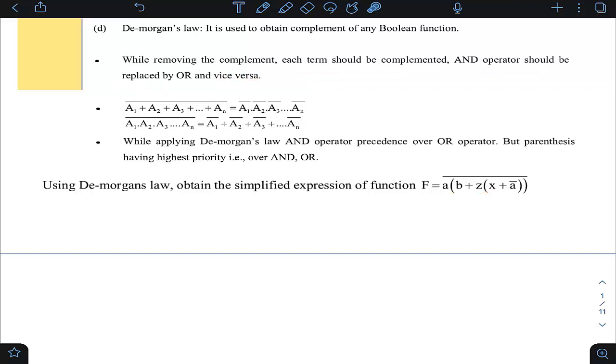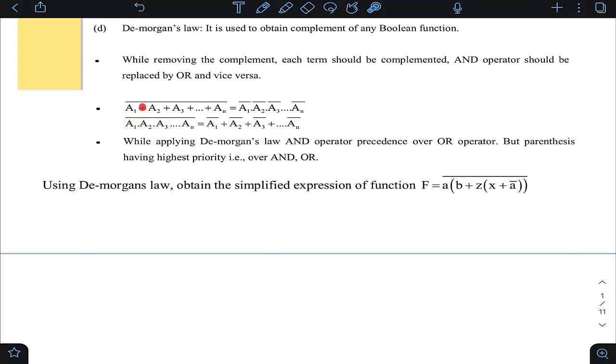Let's say I have an expression like A1 plus A2 plus A3, and so on. I want to find its complement. If you want to remove this complement, what do you have to do? Every variable will be complemented: A1, A2, A3 will all be complemented. And these pluses are replaced by dots. Similarly, if you want to find the complement of A1 dot A2 dot A3, it is the complement of the first variable, A1 bar, plus the complement of the second variable, plus the complement of the third variable, and so on.